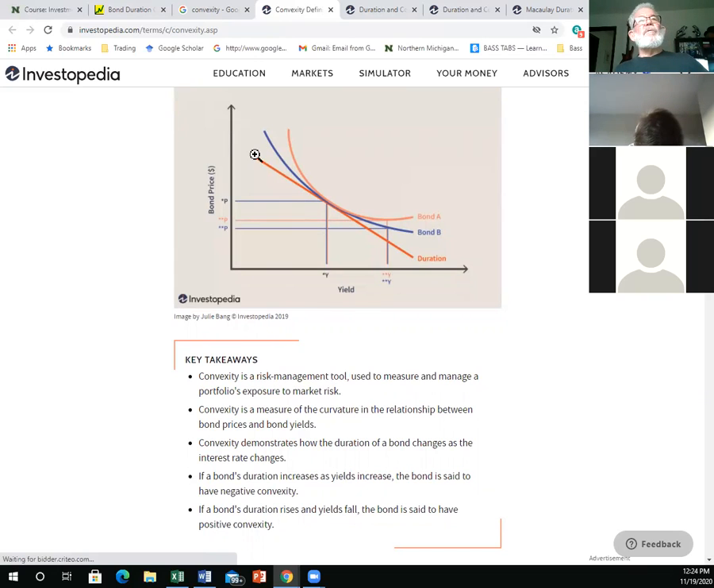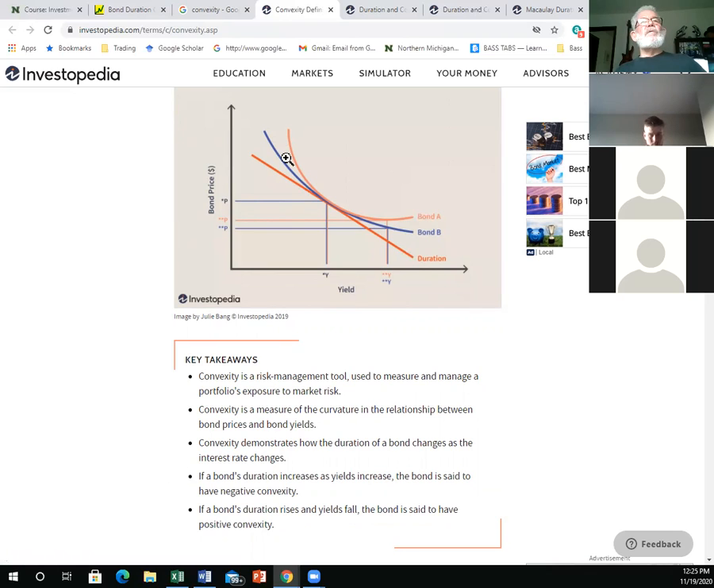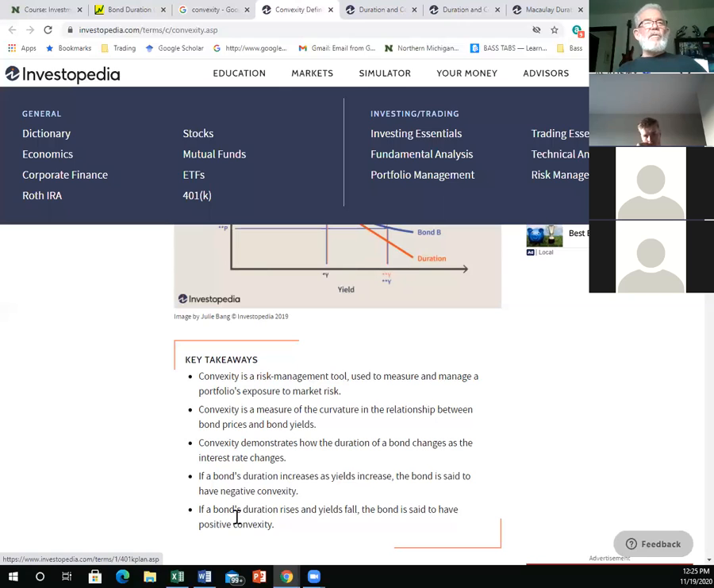So you can see this one is linear. This is the duration. And bond A is the most sensitive. You can see how it changes so much to the change in the yield and the bond prices. So convexity just measures this sensitivity. So if we're using duration and convexity, we actually have a better measure than just using duration by itself.